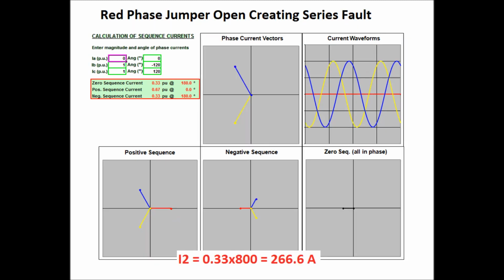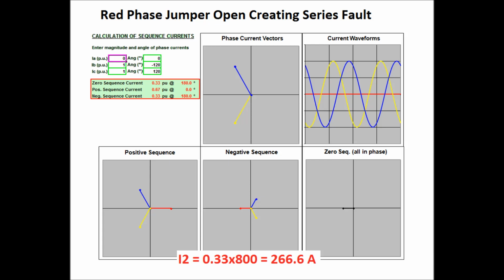Now consider the R phase jumper is open, which results in a series type of fault. So due to opening of the R phase jumper, the R phase current will be 0 and the other phases will carry the current of the same amount. So here IB and IC are 1 per unit and IA is equal to 0 per unit. So here the positive sequence current comes as 0.67 per unit and negative sequence current comes as 0.33 per unit and zero sequence current component comes as 0.33 per unit.